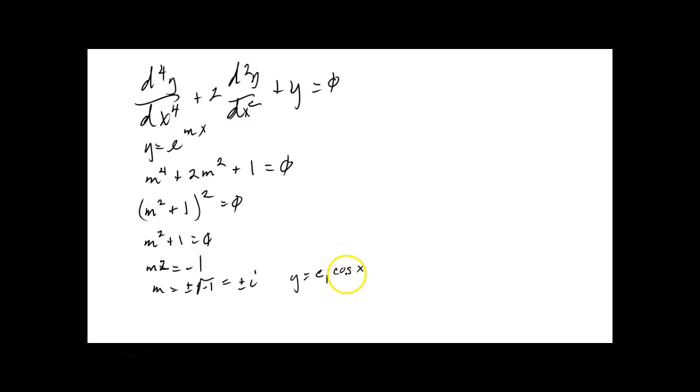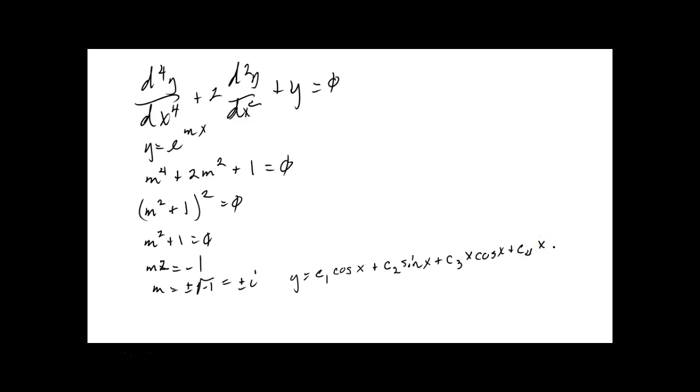cosine x plus C2 sine x, right? The beta is 1. And then, because this is a repeated root, you do plus C3 x cosine x. That's what you do with a repeated root, remember? Plus C4.